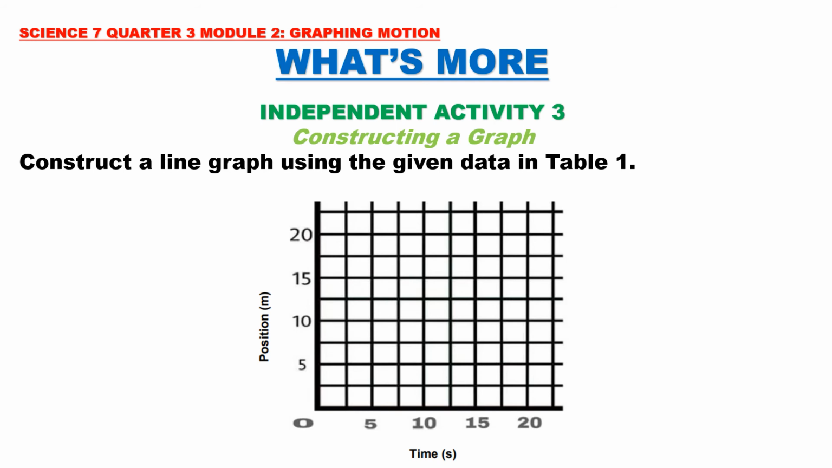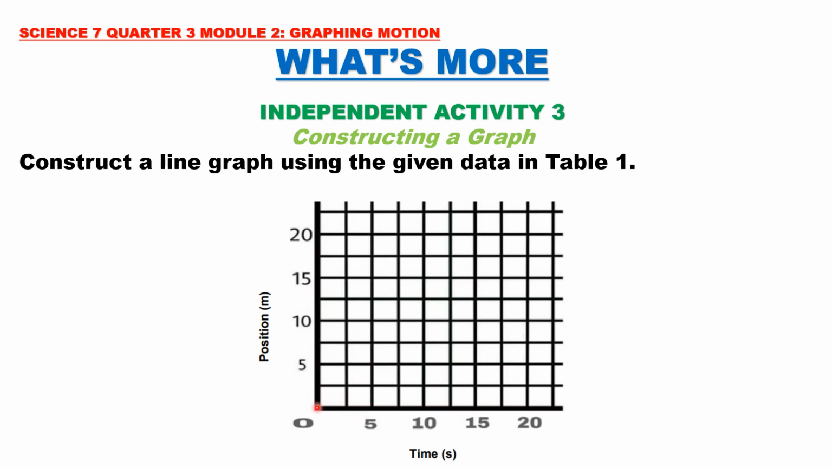So you are going to construct a line graph using the given data in table number 1. It's the same as the position-time graph that I showed you earlier. So you are going to plot your data in our graph.